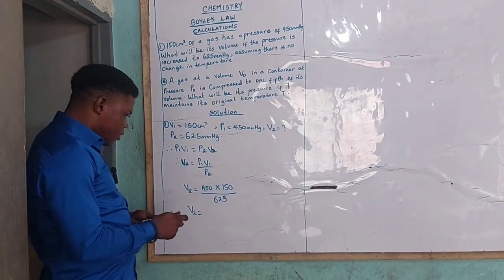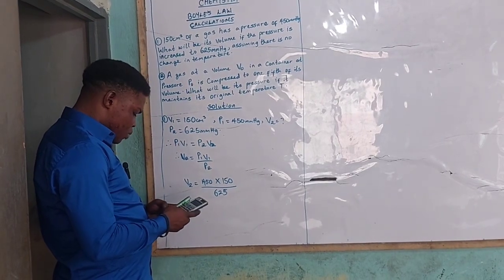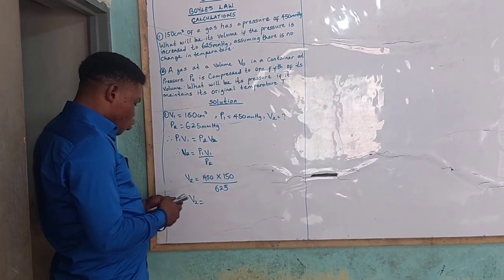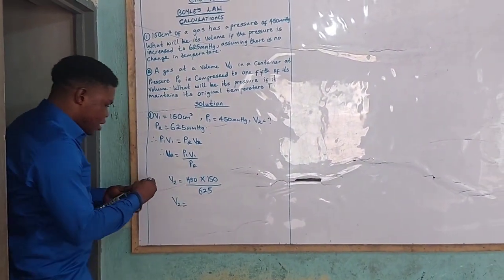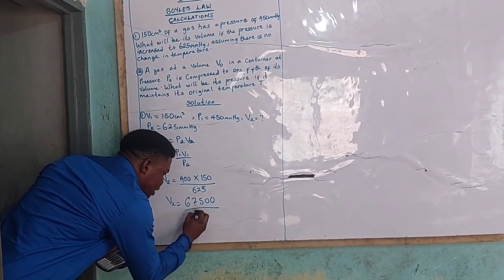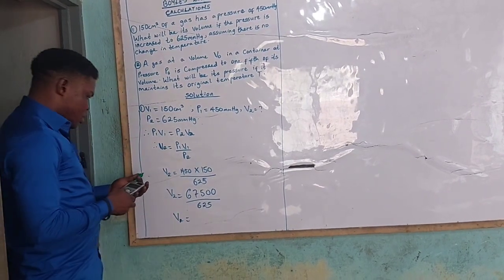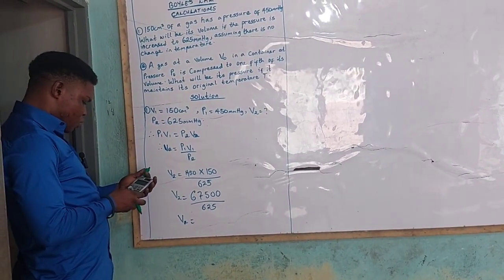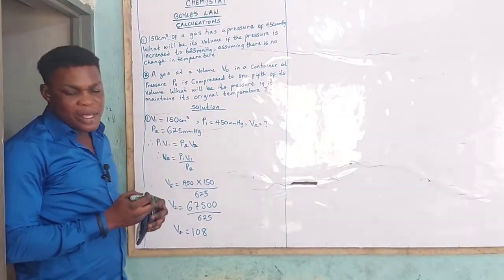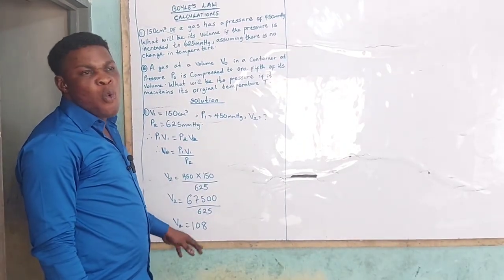So our V2 will be equal to, let's look at our calculation here, 450 multiplied by 150, we have 67,500. So we have 67,500 over 625. If we divide 67,500 by 625, we have exactly 108. Now, definitely, our V2 will be 108.